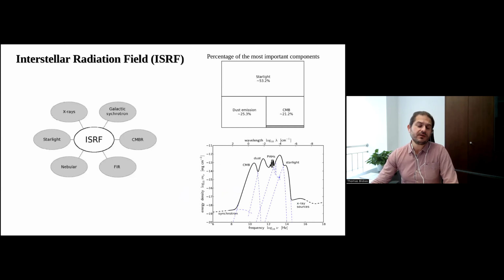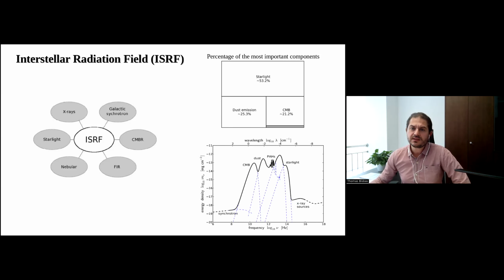The interstellar radiation field, so we are talking now about the first ISM environmental parameter. The interstellar radiation field consists of 6 different components. Mainly, it's the starlight, the photons that are emitted from massive stars or from stars in general that interact with the interstellar medium. We have X-rays, galactic synchrotron radiation, the cosmic microwave background radiation, and so on. And on the bottom right, you see a graph, which is the spectrum, or the energy density, of these different components versus the frequency.